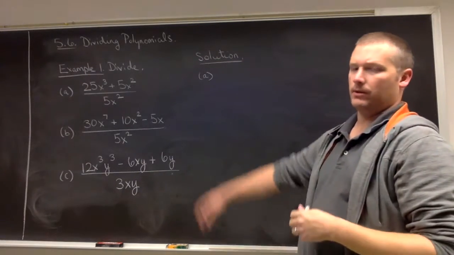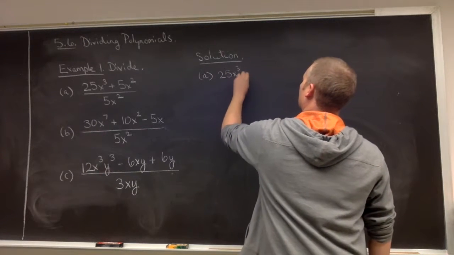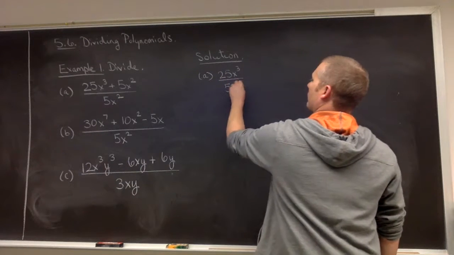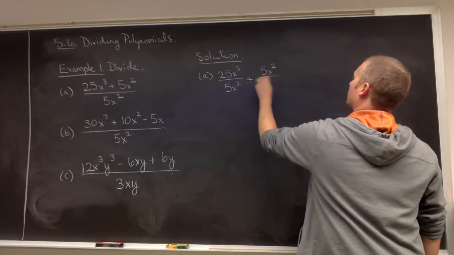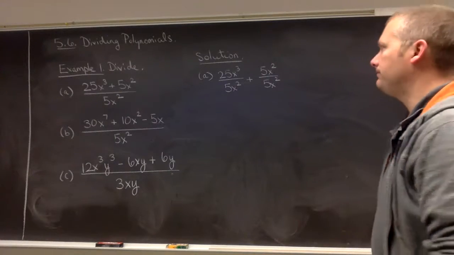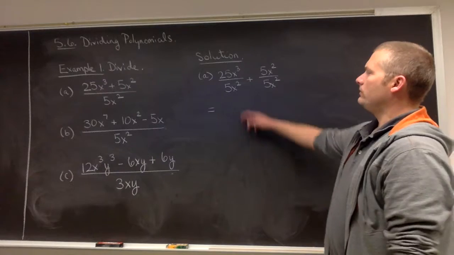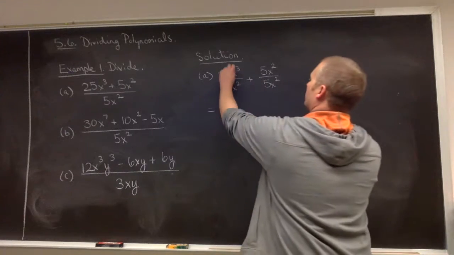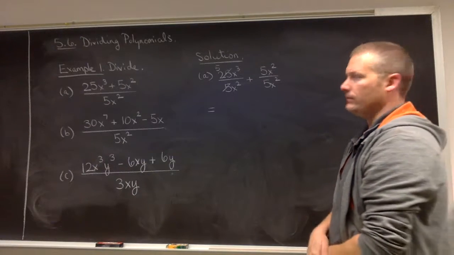in A, I'm going to split up the fraction. So it's going to say 25x to the third over 5x squared plus 5x squared over 5x squared. Well, 25 over 5 leaves 5 on top.